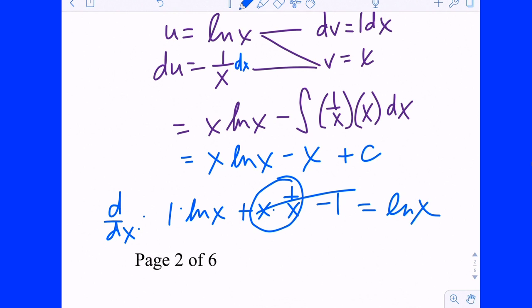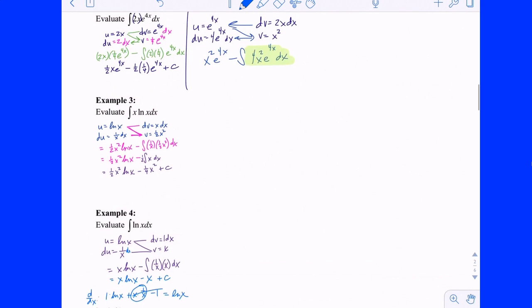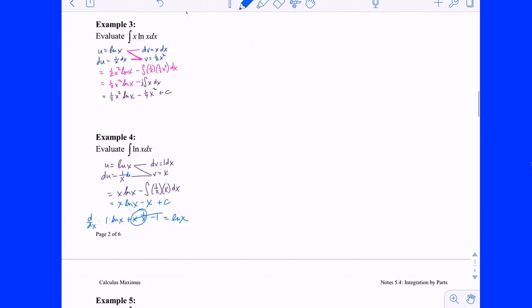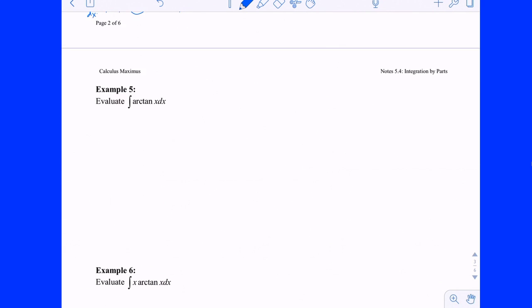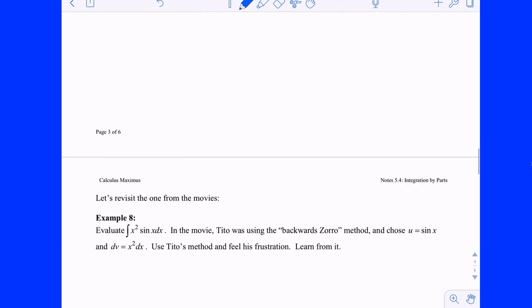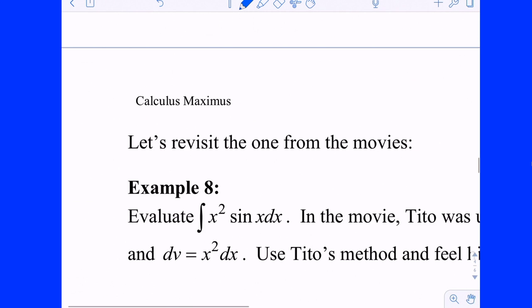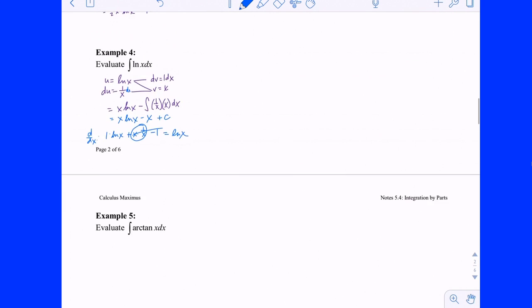Okay, so notice that everything we've done so far has worked with this backward Zorro method. It's been one iteration. We've written it out, and we've had one integral, and we've been done. But it doesn't always work that way. And that was the wrong segue. That was the segue for number 8. Let's do example 5, and we'll come back to that segue.